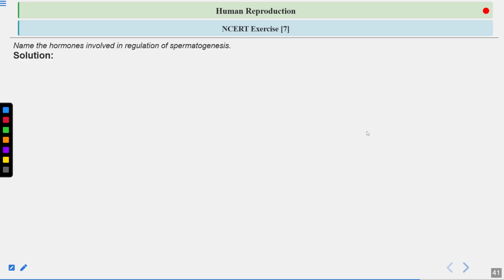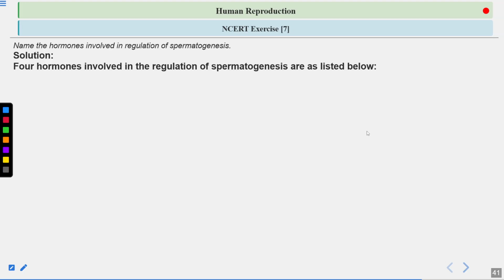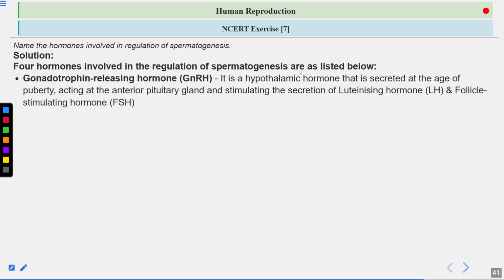Now let's have a look at the answer. Four hormones involved in the regulation of spermatogenesis are listed below. So what are these four hormones? First one is the gonadotrophic releasing hormone. It is a hypothalamic hormone, meaning it is released from the hypothalamus.